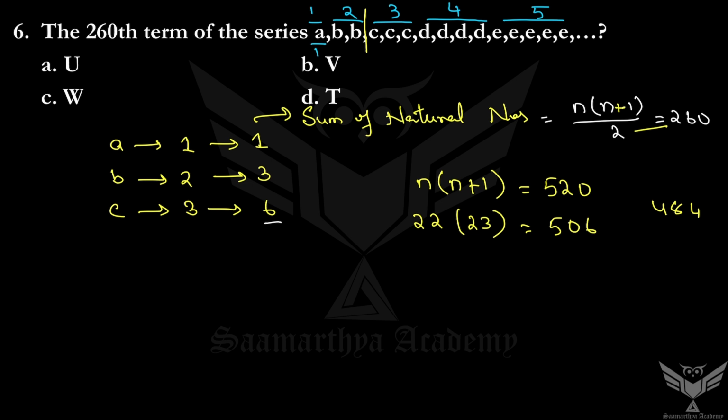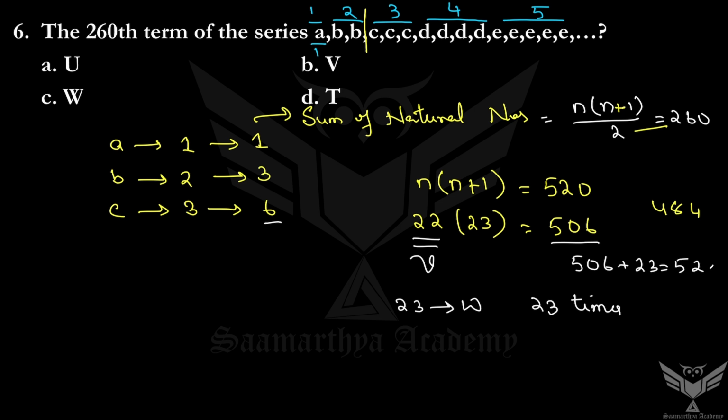That means the 22nd letter, that is V, will take the position till 506. Now the 23rd letter, W, will come 23 times after the 506th letter. That is 506 plus 23 is 529. Now all the letters in this range are W. So the answer is clearly W. Really sorry, I got confused. By mistake I did n into n minus 1.